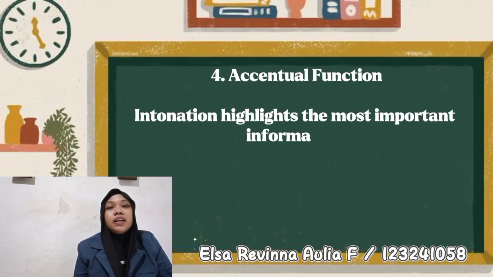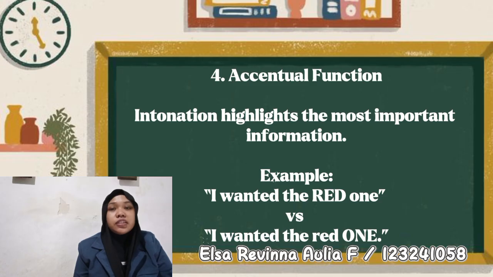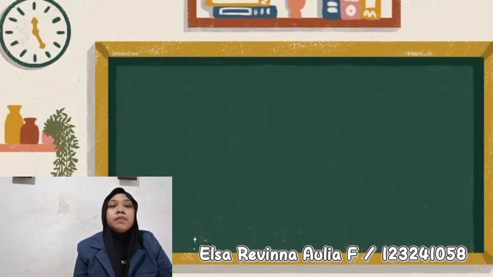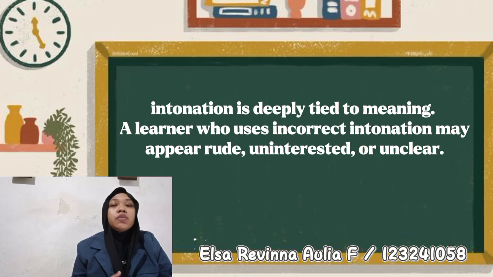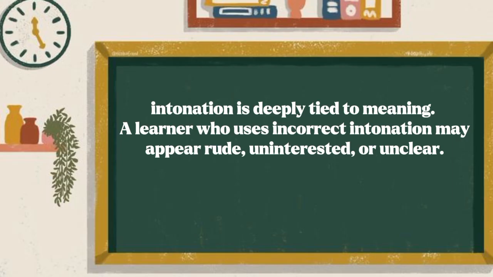And the fourth one, the accentual functions. Intonation highlights the most important information. For example, I wanted the red one versus I wanted the red one. Why is this important? Because intonation is deeply tied to meaning. A learner who uses incorrect intonation may appear rude, uninterested, or unclear.